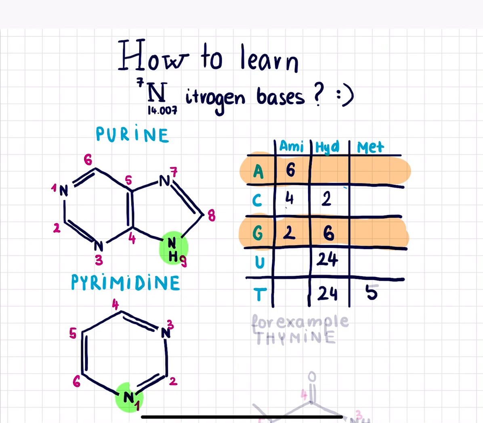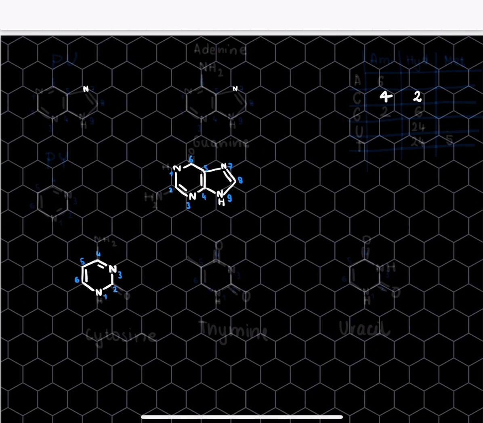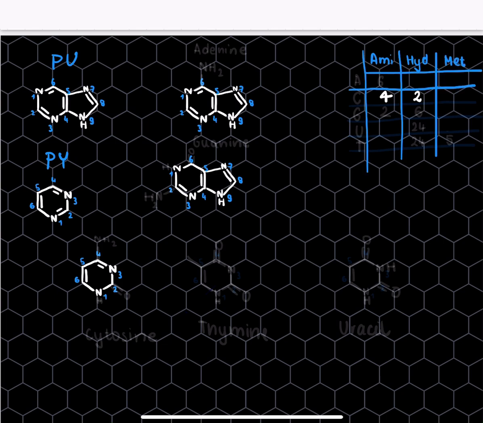And then when you try to draw the chemical structure of the base, your job is much easier because you just start with the general structure for purine or pyrimidine, and you construct a table. If you have good memories for numbers, it's definitely easier than remembering each structure separately.